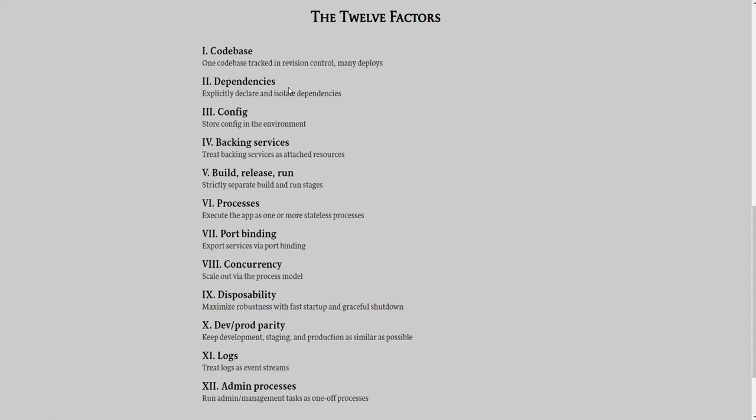The dependencies can be many. There can be some jars that we use in the project development. These are known as dependencies. We can explicitly declare or isolate the dependencies according to the different environments that are available. For different environments, there will be different dependencies. So the second point in the 12 factors is dependencies.